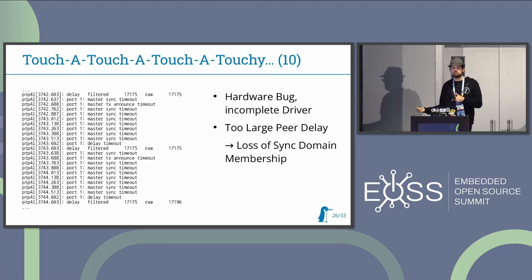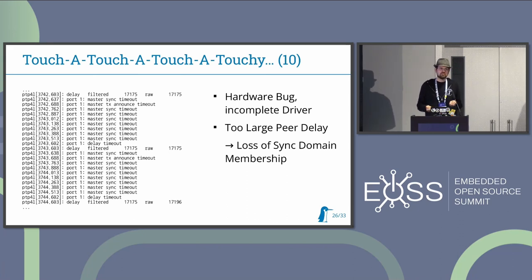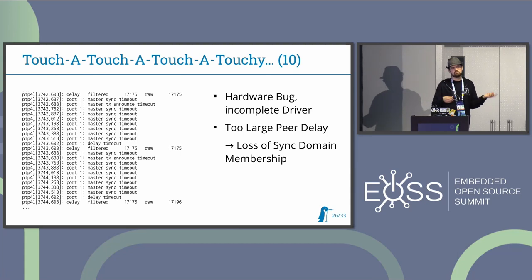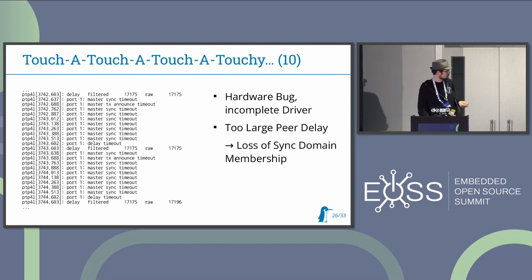In this case, it was caused by an incomplete driver and a hardware bug. Basically, the driver was well tested for gigabit Ethernet, but it was not tested at all for 100 megabit, and I will probably fix that next week or so. But that's how that looks, and it's quite hard to see the correct line if you don't know where to look.